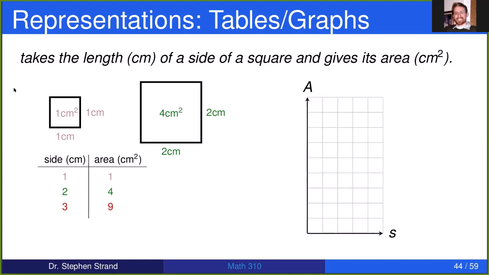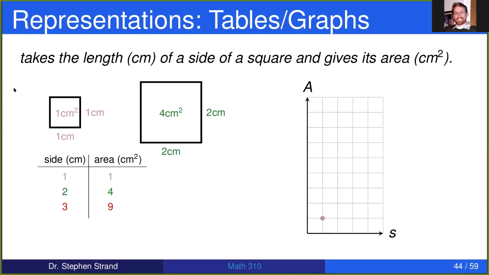Another way that we could represent this function is also with a graph. And so again, we put what we think of as the inputs, or the independent variable, on the horizontal axis. I'm going to call that S in this case. And then on the vertical axis, we put the outputs, or what we think of as the dependent variable. So in some sense, you can think of the area. Did I say that backwards again? The outputs are the dependent variable because in some sense they depend on what the inputs are.